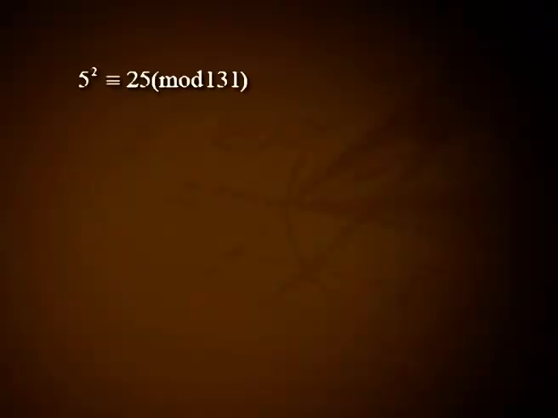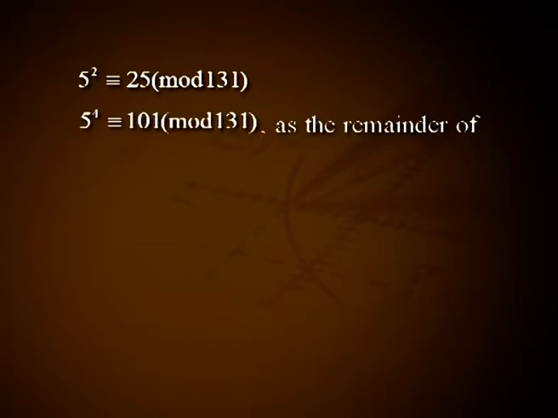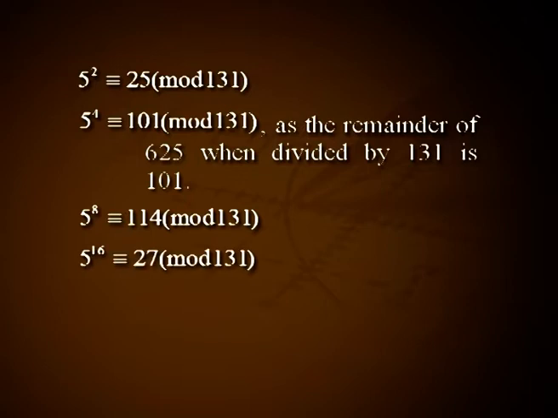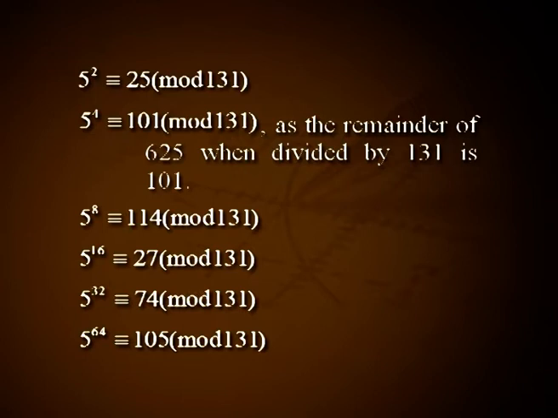5 square congruent to 25 mod 131. 5 raised to 4 congruent to 101 mod 131, as the remainder of 625 when divided by 131 is 101. 5 raised to 8 congruent to 114 mod 131. 5 raised to 16 congruent to 27 mod 131. 5 raised to 32 congruent to 74 mod 131. 5 raised to 64 congruent to 105 mod 131.